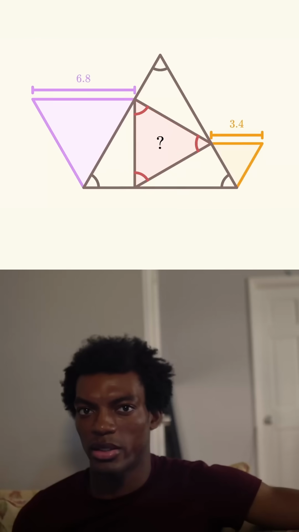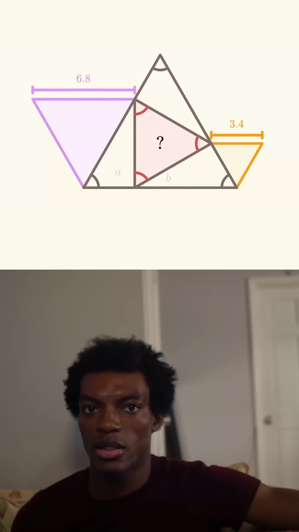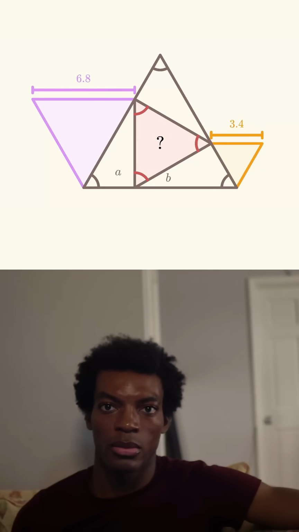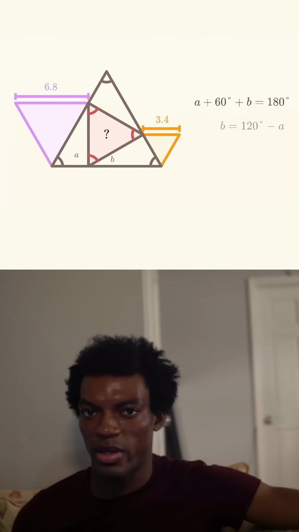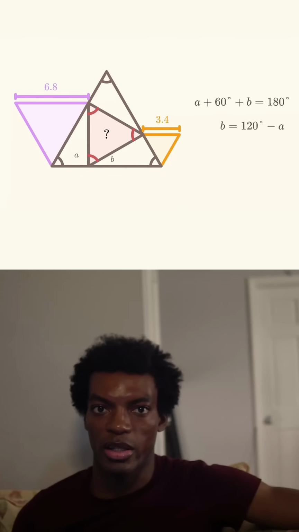Now let's turn our attention to these 3 surrounding triangles. Let's label this angle A and this angle B. We know that A plus 60 plus B must equal 180 degrees. Simplifying that equation leaves us with A plus B is equal to 120, or B is equal to 120 minus A. Now let's call this angle Z.